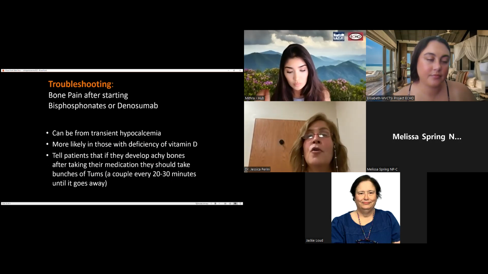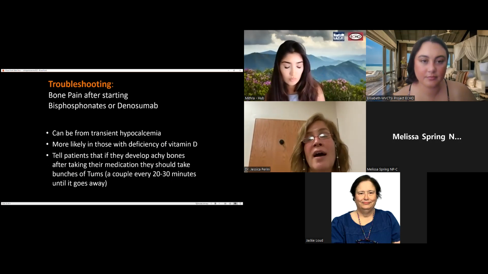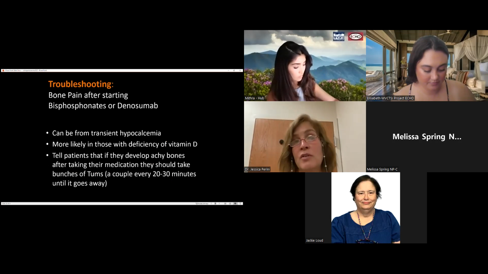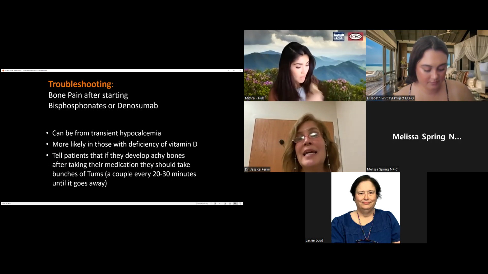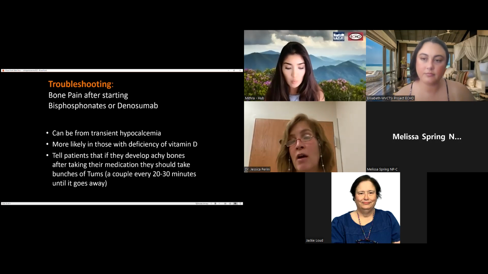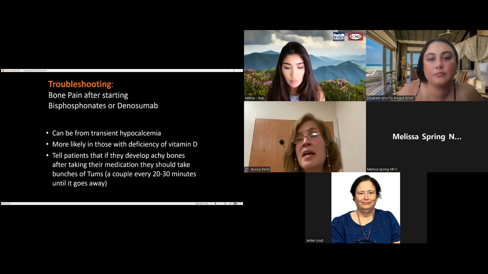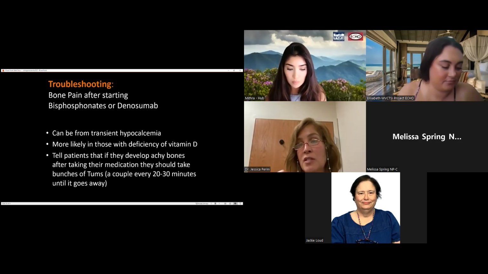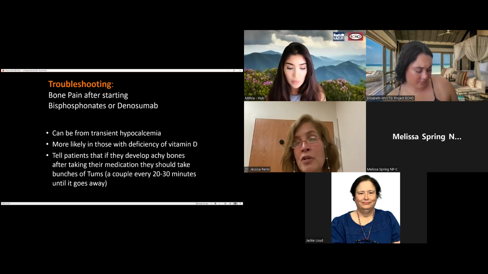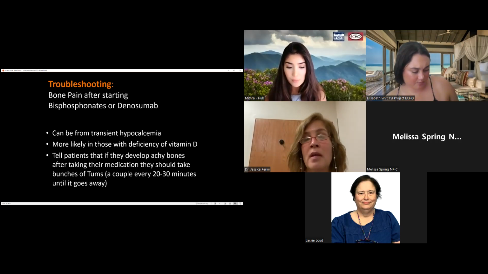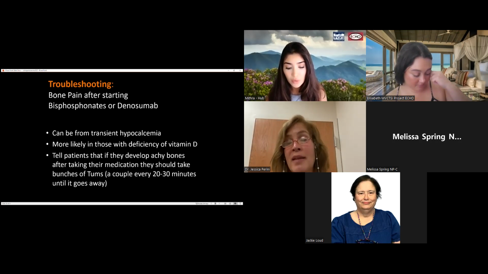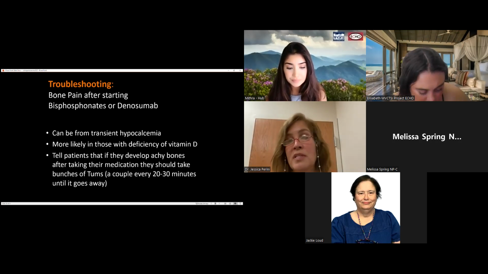Next slide. Okay, a little bit of troubleshooting advice for you. If you have a patient, you've started somebody on a bisphosphonate or denosumab, and they call you and say, oh, my bones are aching, then it's probably from a transient hypocalcemia, okay? This is more likely to occur in people who have underlying vitamin D deficiency. So if you're planning on starting somebody on an osteoporosis medicine, specifically the denosumab or bisphosphonate type of medicines, make sure you have their vitamin D level tanked up to 30 or above. Okay. You can tell people when they're home and calling about this, pop in some Tums. You can take a couple every 20, 30 minutes until those aches and pains go away. You just want to resupply the blood level of the calcium. Next slide.